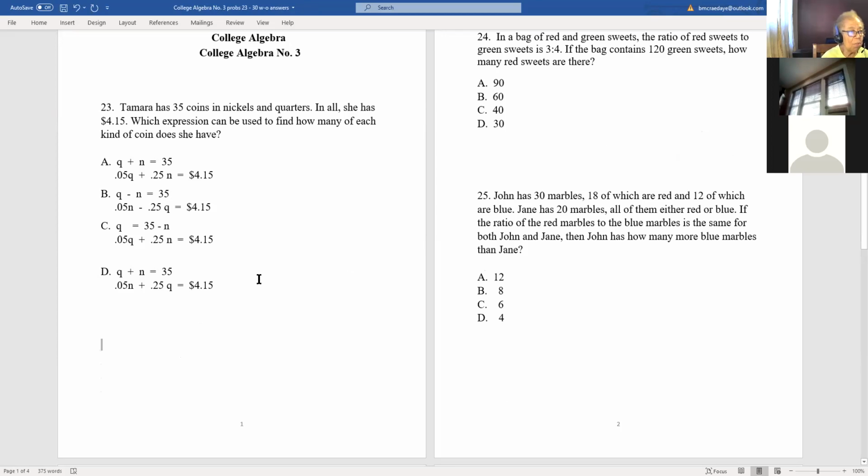As in any word problem, you look at what you're given. You're given here that Tamara has 35 coins in nickels and quarters. That's something you need because you need to know her total coins. And you need to know how much total money she has, and all she has is $4.15. That's here.